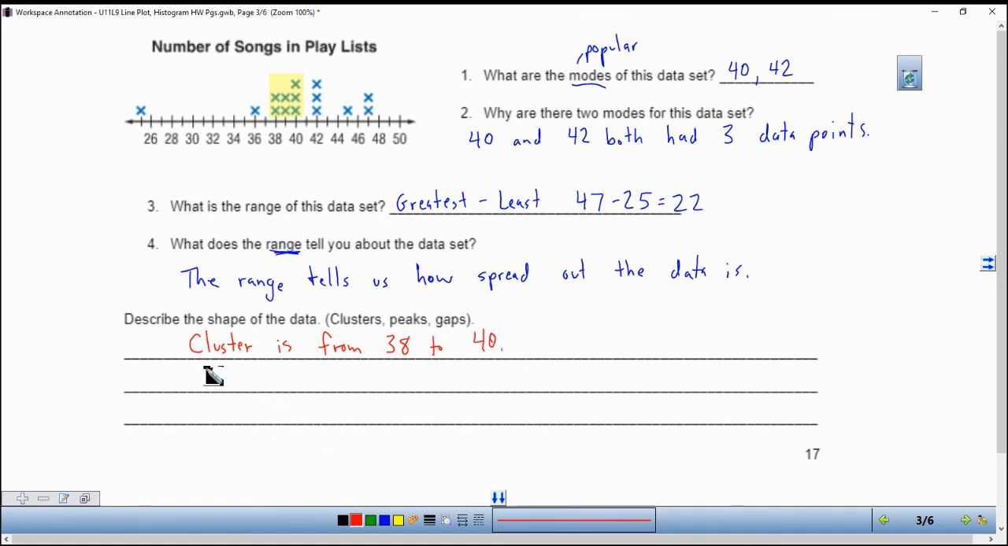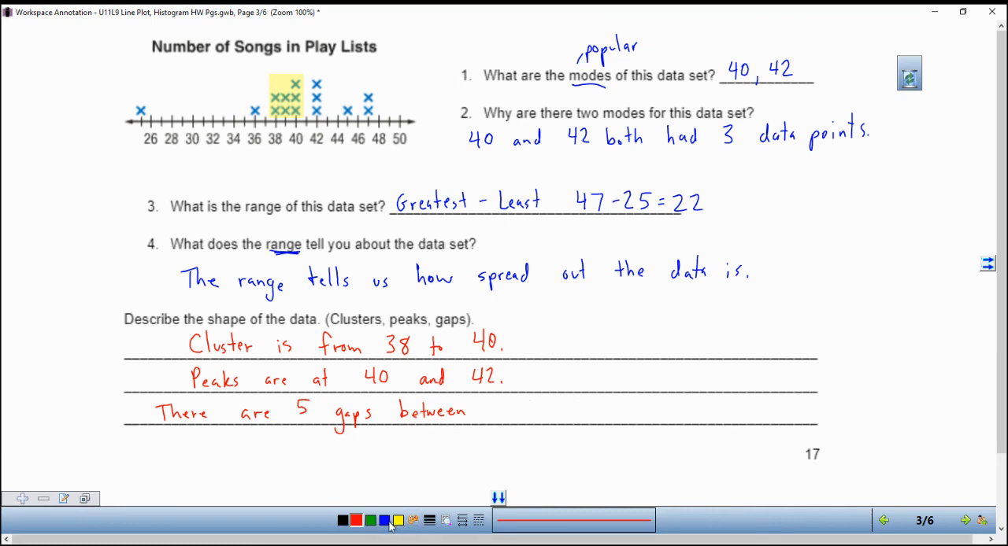All right, where's the peak? Now there are two peaks because there are two that are the highest. So the peaks are at 40 and 42. Now there are so many gaps here. 1, 2, 3, 4, 5 gaps. We're going to kind of shorten this up so we're not writing a paragraph about gaps. There are 5 gaps between.